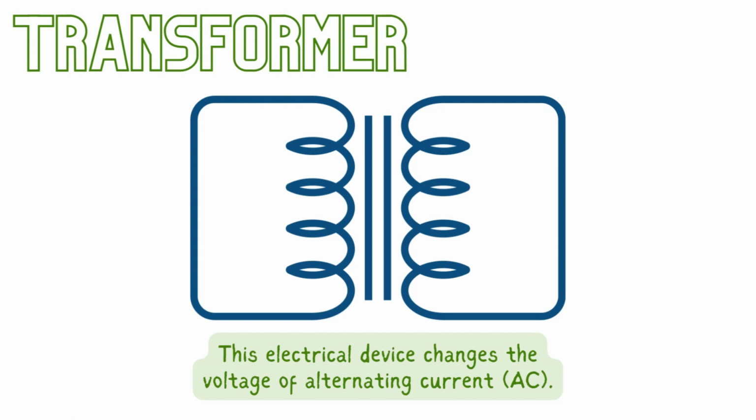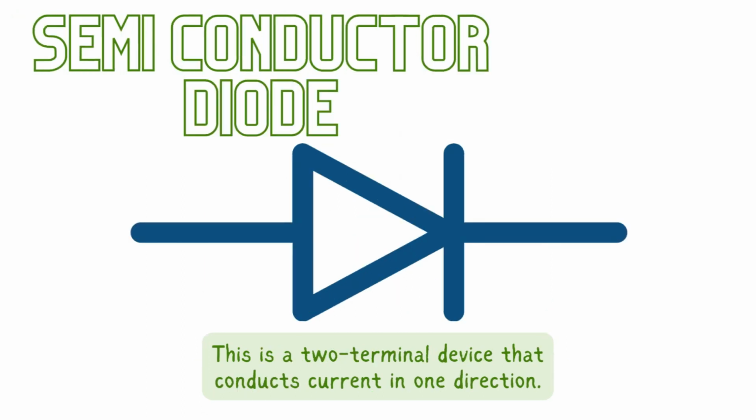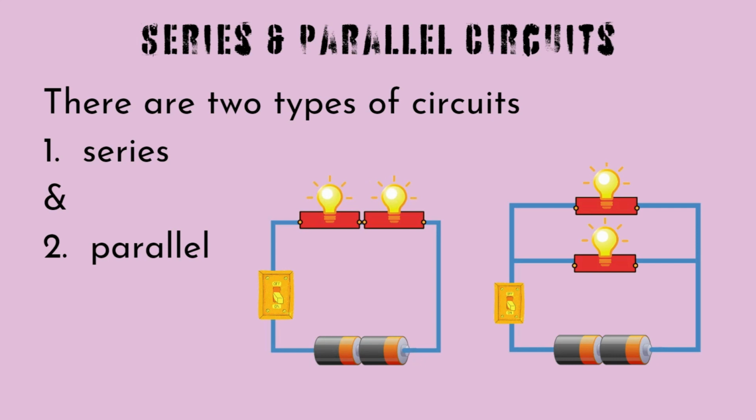A transformer is an electrical device which changes the voltage of alternating current. A semiconductor diode is a two-terminal device that conducts current in one direction.